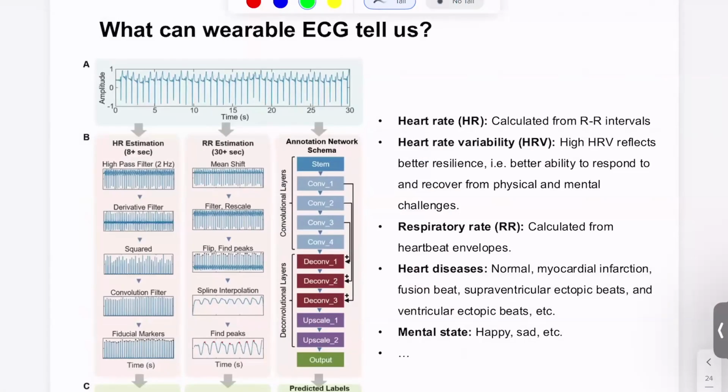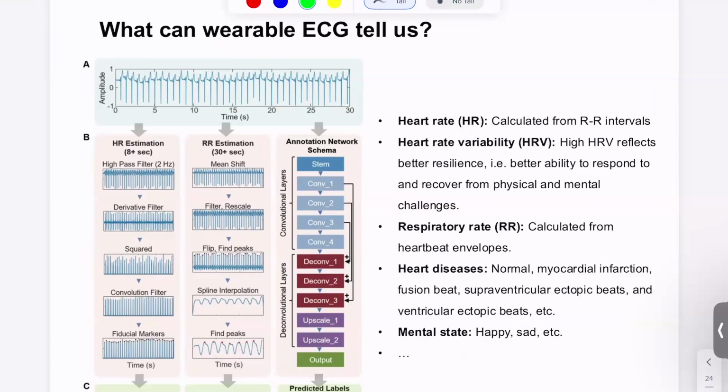So this is the ECG signal. What can we tell from ECG signal? So first, of course, heart rate. We can get heart rate by looking at the intervals between the peaks. Then we can also get heart rate variability, HRV.